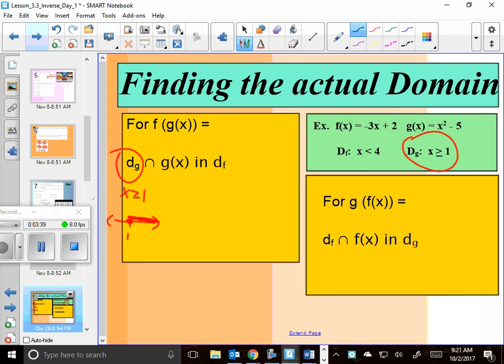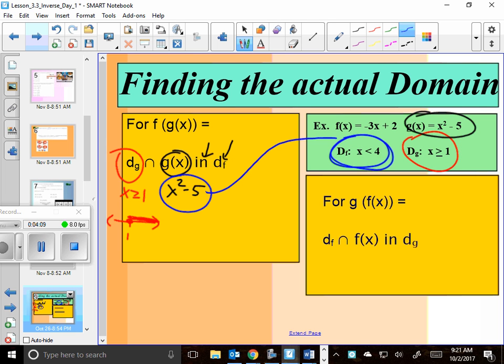Then g of x in D of f. This is important that you not just watch me. You've got to do this with me. This has to go into that. Well, what is g of x? Well, that's not that hard. It's listed right there. X squared minus 5 needs to go into D of f. Where's D of f? I'll circle it in blue. There we go. There's D of f. How do I put this into that? Well, where can it go? In the x. So therefore, it's x squared minus 5 less than 4.